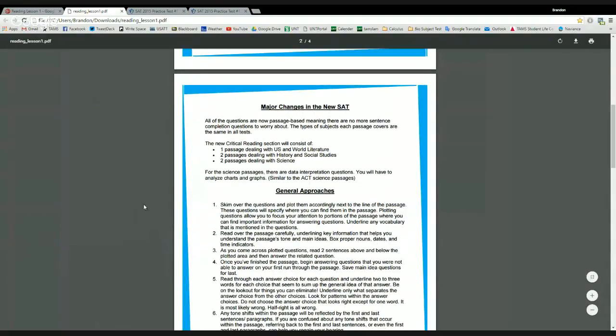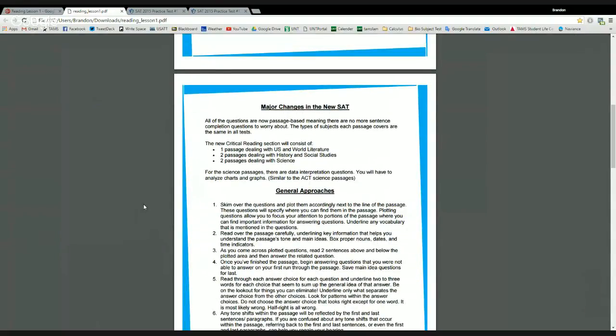First of all, we're going to mention some major changes to the new SAT. All the questions are now passage-based, meaning there are no more sentence completion questions to worry about. And also, the types of subjects each passage covers are the same in all tests. So the section will consist of one passage dealing with U.S. history or U.S. and world history, two passages dealing with history and social studies, and two passages dealing with science.